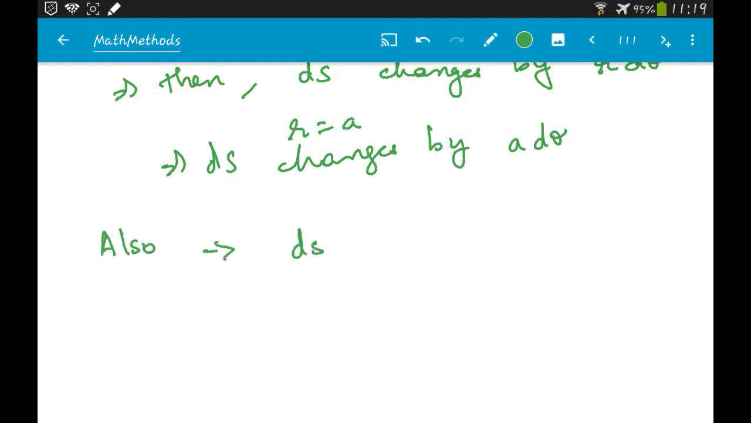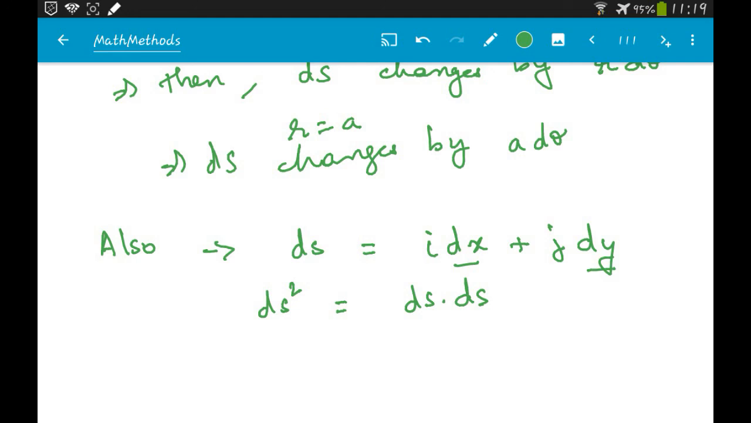Also, ds alone is nothing but i dx plus j dy, okay, and ds square is nothing but ds dot ds. So you basically have to take the dot product of this and you will get this, and that is what we have done here, right? We computed what is dx, we computed what is dy, and then we took the square of individual terms and added them up, which is essentially nothing but the dot product of the two ds terms. Okay, so this is what we are going to get.